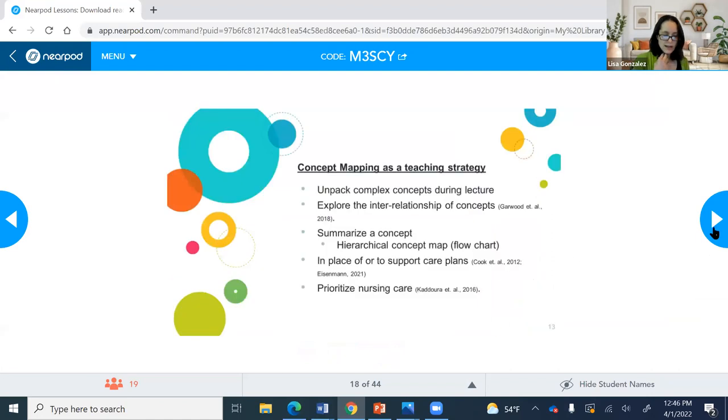Okay, so how can we use concept mapping as a teaching strategy then? Well, I have a few examples, but these are not limited. I'm hoping later you guys can share some of your examples. One activity I like to do with my students is unpack complex concepts during lecture.